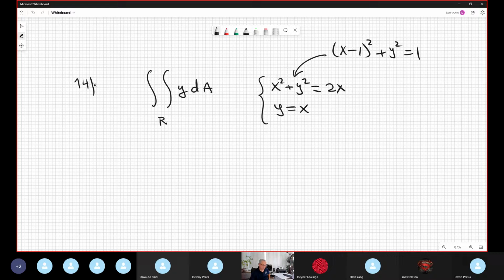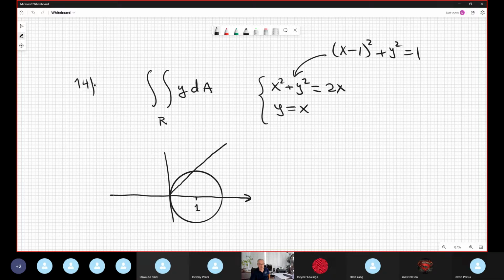Okay, let's do it in the region. The region is super easy. We have a circle, radius 1, center (1, 0). And we have the line, y equals x. I suppose, okay, this is our region. This is our region R.